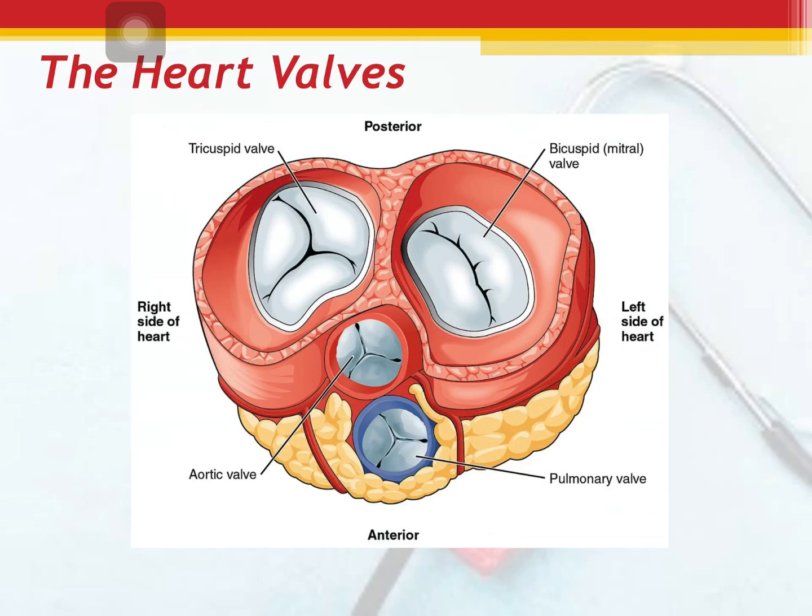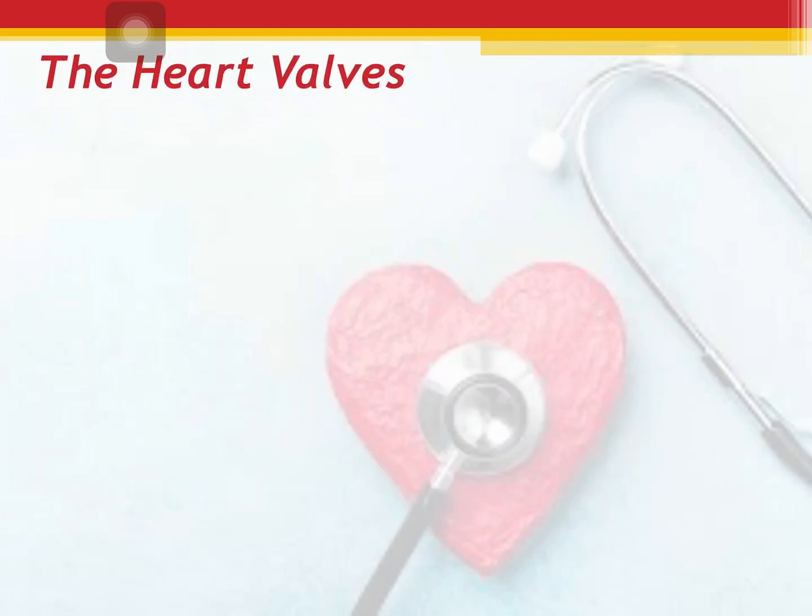This is a cross-sectional picture of the heart. As you can see, there are the two semilunar valves, the aortic semilunar valve and the pulmonary semilunar valve, and the two atrioventricular valves: the tricuspid valve on the right side of the heart, and the bicuspid valve or mitral valve on the left side of the heart.